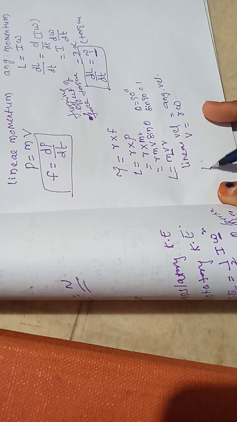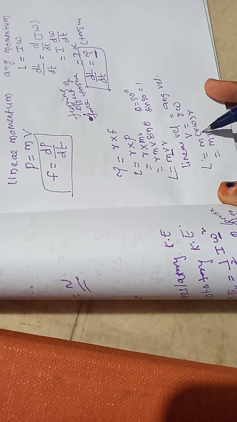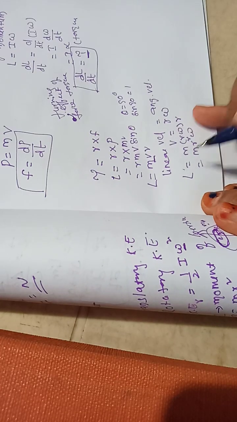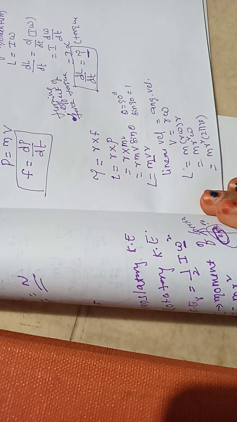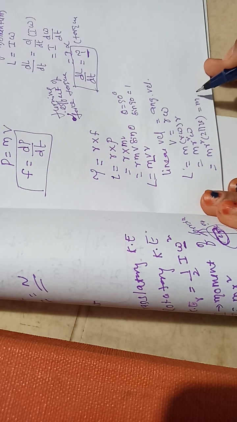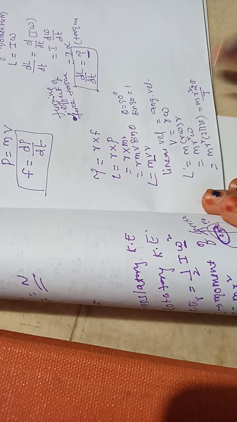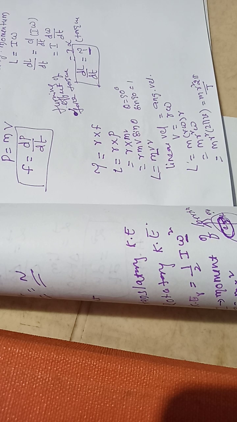Now let us substitute here. What formula will we get? r into r, m r square omega. If you want to convert more, m r square 2 pi nu. Omega equals 2 pi nu, or m r square 2 pi by T. In whichever way the numerical problem is asked, you can go on changing the formula by substituting the related formulas in it. This is about angular momentum.